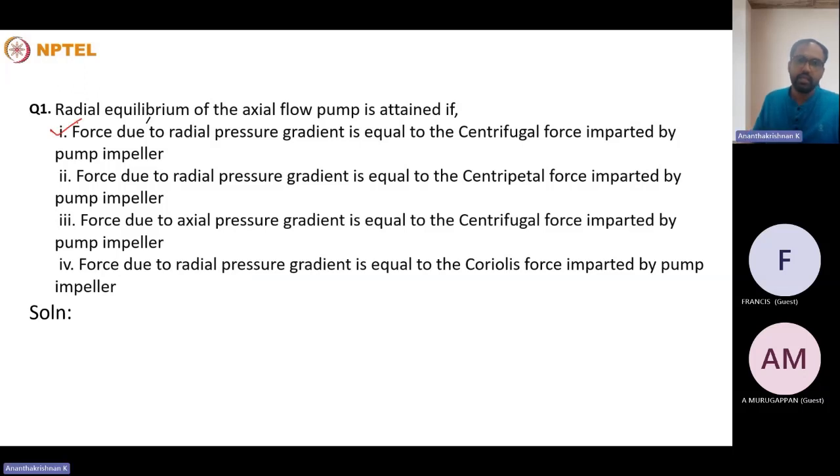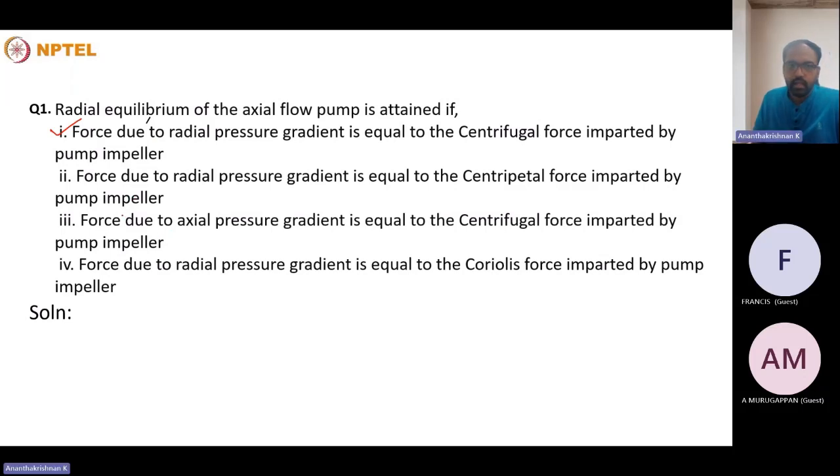Radial equilibrium of the axial flow pump is obtained if the force due to radial pressure gradient is equal to the centrifugal force imparted by the pump impeller. So this is the right answer, and we will try to derive an equation that relates the radial pressure gradient and the centrifugal force imparted by the pump impeller to form a mathematical basis for the given statement.